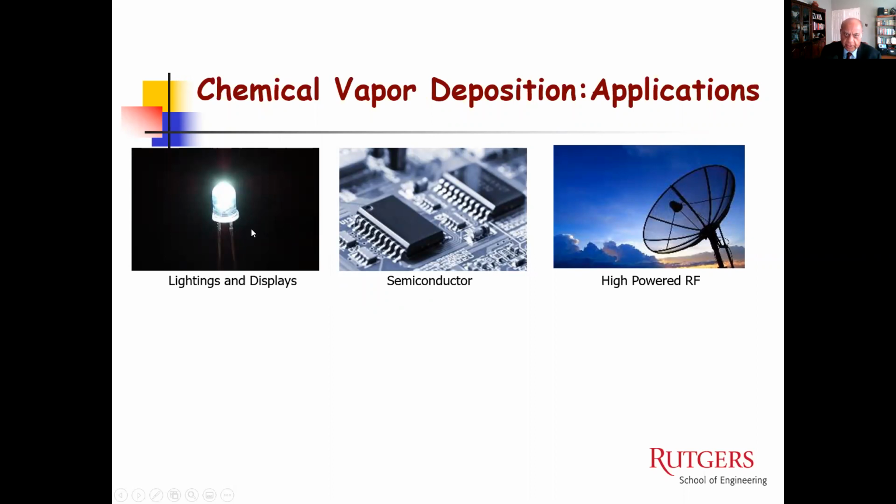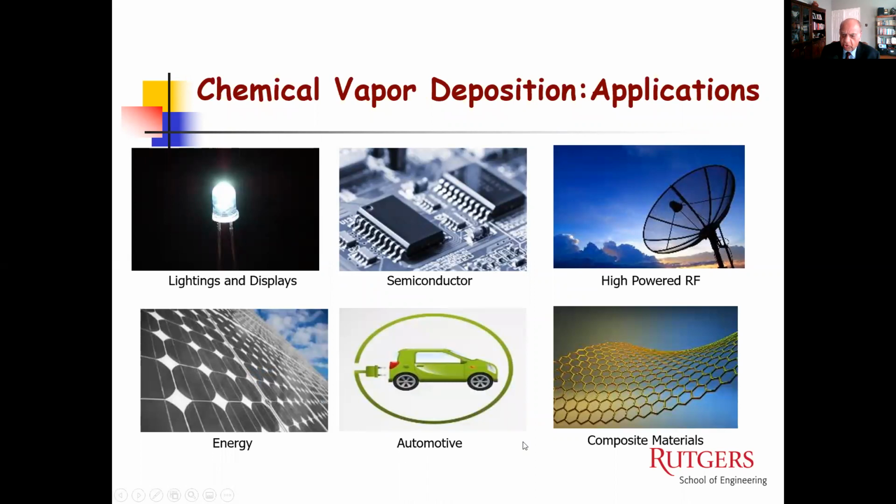The applications are shown here. Some of the applications are lighting and displays, semiconductors, high-powered RF, and of course, energy, automotive, composite materials. And these are all related to gallium nitride, as well as some other materials like indium nitride, aluminum nitride, and many others. These are particularly important in recent times because of the interest in LEDs and interest in many other applications that have been arising in the recent years.